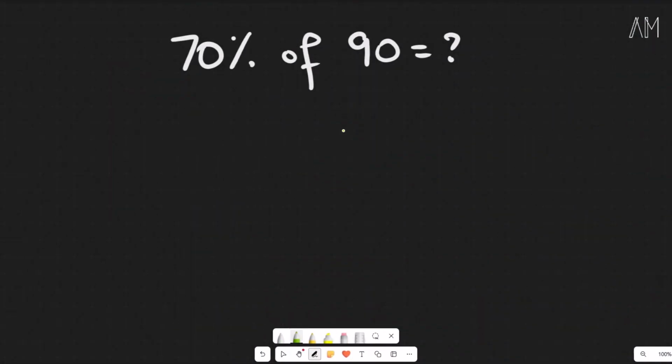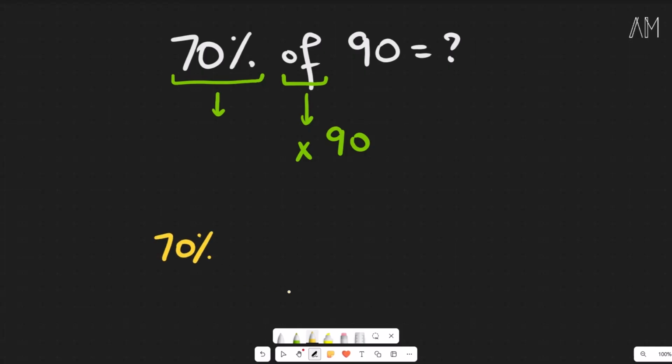In this case, again, I will turn "of" into multiplication, and 90 will stay as it is. And in this method, I'm going to turn the 70% not into a fraction, which is by the way correct, but I want to explain another method with you, which is to turn it into a decimal. Remember, in a previous video, we learned how to turn 70% into a decimal by simply moving the decimal point 2 steps to the left and filling the empty spaces with a 0. It will become 0.7. And that's how we do it. So it will become 0.7 multiplied by 90.